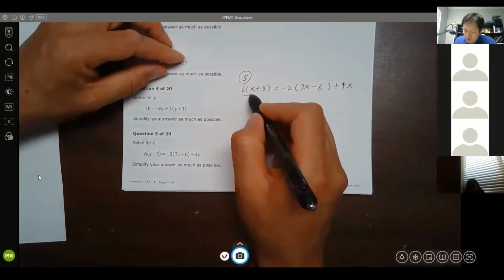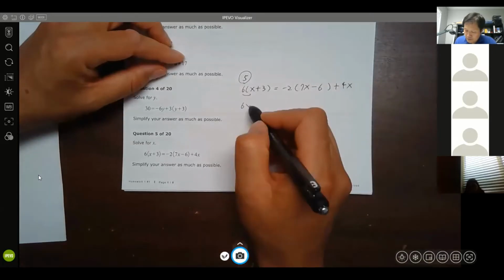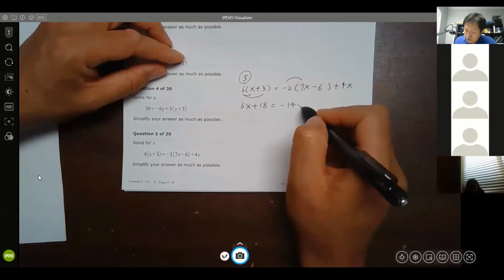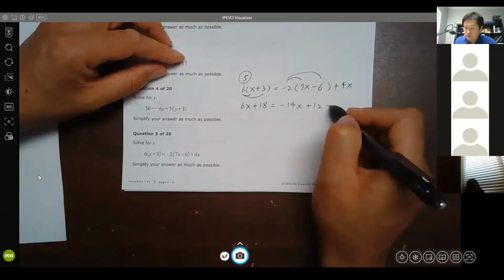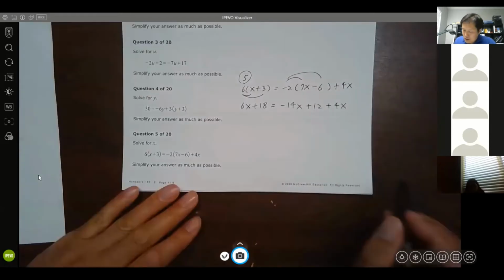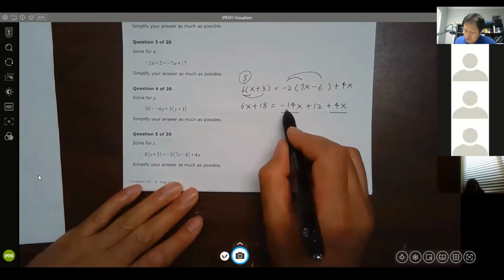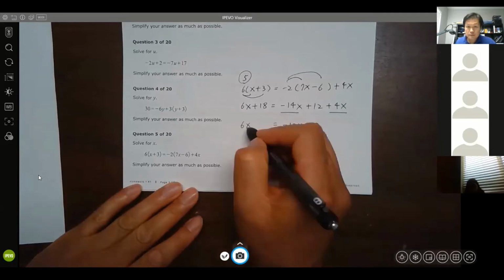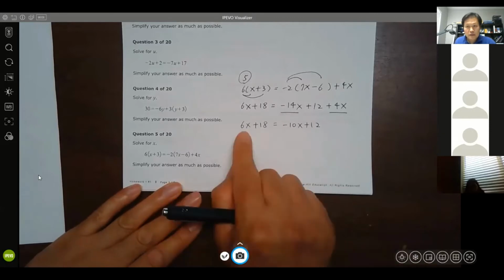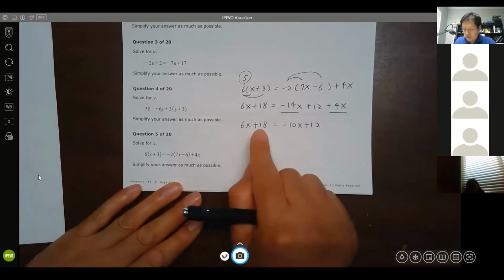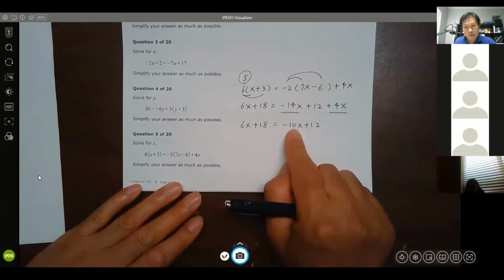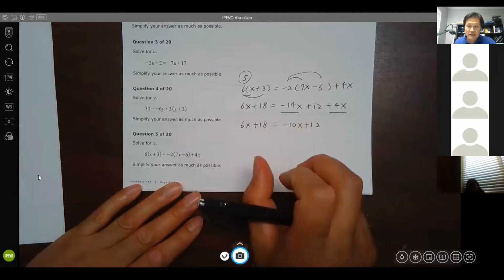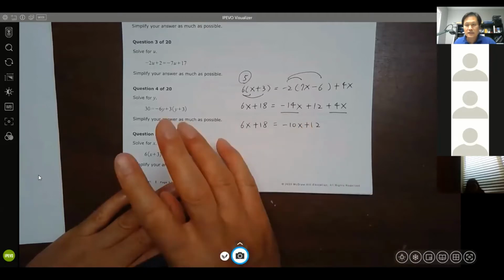Okay, distribute 6, distribute -2, and combine the terms on the right: -14 and 4x will give you -10x. Okay, yes x, no x. When you solve a linear equation like this, terms with x go on one side, terms without x on the other side.